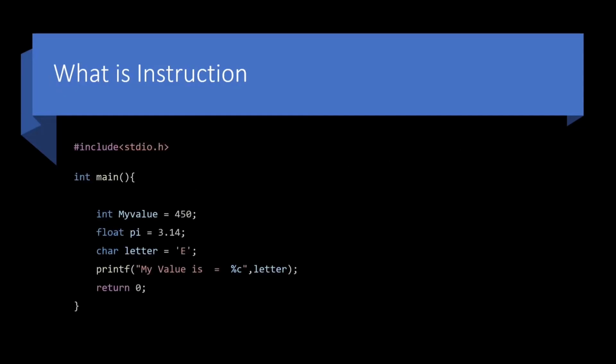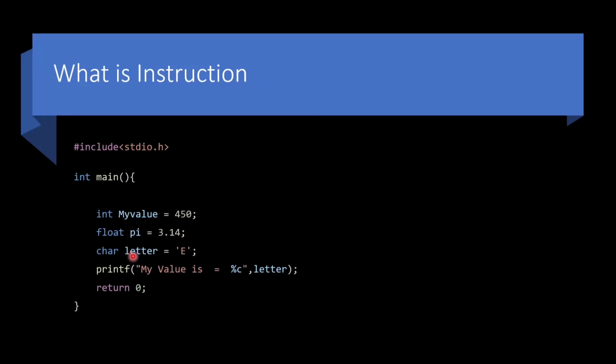What does it mean? You can see the C code here. First of all, our compiler sees this header and includes all the necessary things in this header file, and after that it searches for the main function, which is the entry point of our program, and after that it sees this variable and gives my value variable 450, and after that it sees a float type variable pi and gives it 3.4 because we assigned this value.